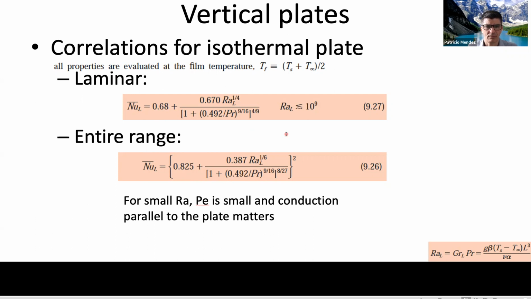If you want an average Nusselt that accounts for the laminar beginning and the turbulent downstream, you have this one that accounts for all cases, including turbulent flows. Let me tell you something interesting as I was discussing this.